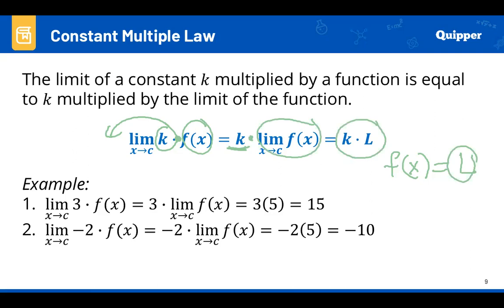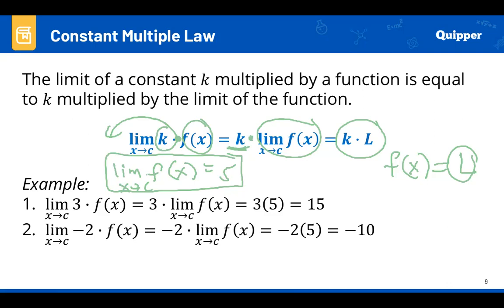To understand more about that, we have here an example. For example, the limit of f of x, if x approaching c, is 5. This will be the given. Let us try to answer the following. The number 1 is the limit of 3f of x, if x approaching c.